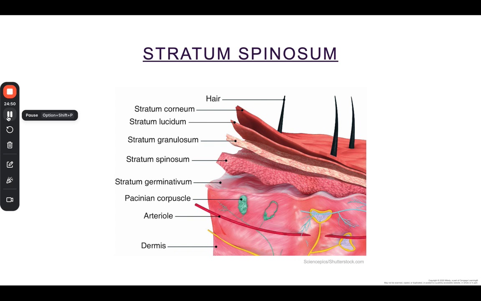The second layer of the epidermis is the stratum spinosum. And again, we are looking at these layers from deepest to the most surface layer. So right above the stratum germinativum, we have the stratum spinosum. This layer is also called the spotty layer. And what happens here is cells continue to divide and change shape, and enzymes are creating lipids and proteins.